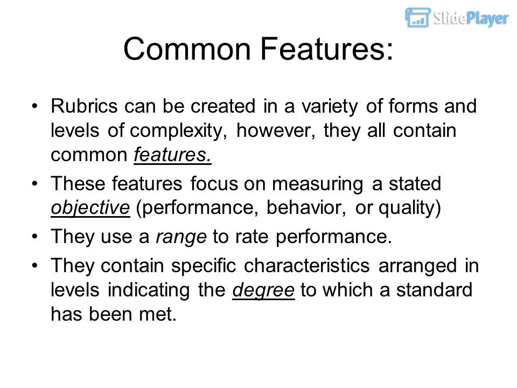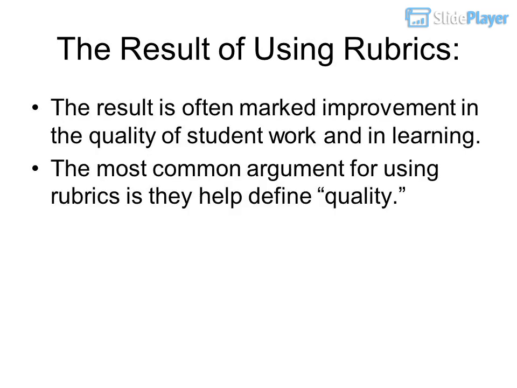Common features. Rubrics can be created in a variety of forms and levels of complexity, however, they all contain common features. These features focus on measuring a stated objective, performance, behavior, or quality. They use a range to rate performance. They contain specific characteristics arranged in levels indicating the degree to which a standard has been met. The result of using rubrics. The result is often marked improvement in the quality of student work and in learning. The most common argument for using rubrics is they help define quality.